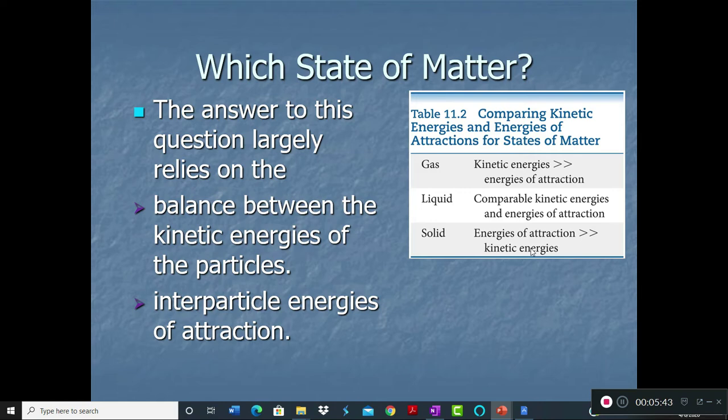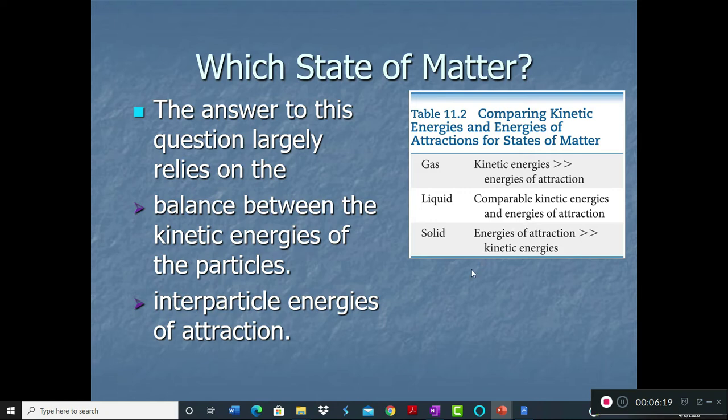So if you look at the table on the right-hand side, it talks about the fact that in a gas, the molecules' kinetic energy is so huge, it is significantly greater than the attraction the molecules have for one another. Because they're moving around so much, they are going to be in the gas state. When the kinetic energies and the energy attractions are pretty close to one another, they say comparable, then you're going to be in the liquid phase. And when the energy of the attraction is so large that it completely overrides the kinetic energy of the molecules, then that's going to be in the solid state.